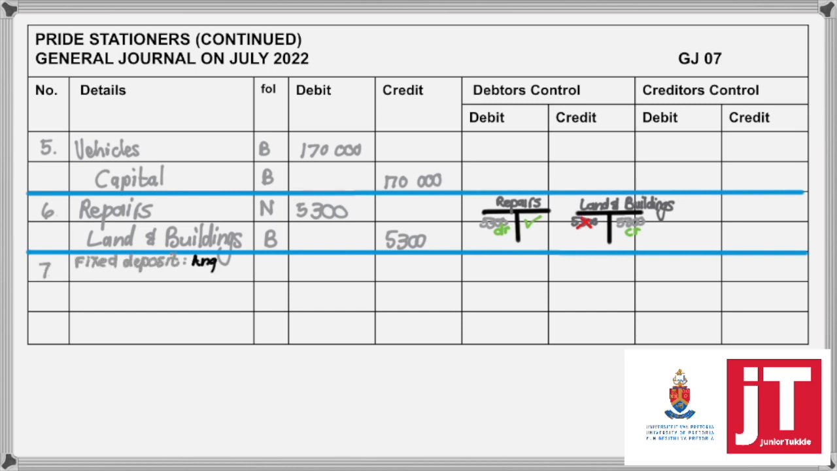And then number 7, the fixed deposit from Angel Bank, that we have to record the interest not yet recorded as reinvested. Very important, you have to put the name of the institution, Angel Bank. You can't just say fixed deposit, because we can have many deposits at different institutions. So we debit fixed deposit because it's reinvested, added to the asset, and credit interest on fixed deposit with 20,000 Rand.